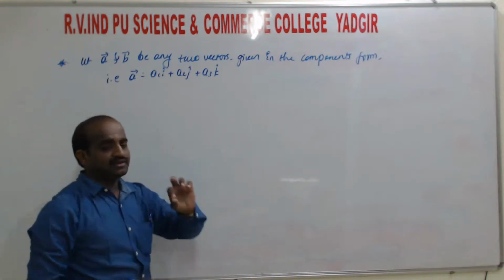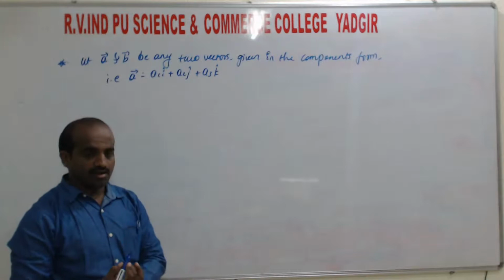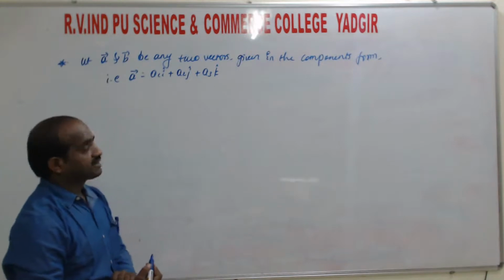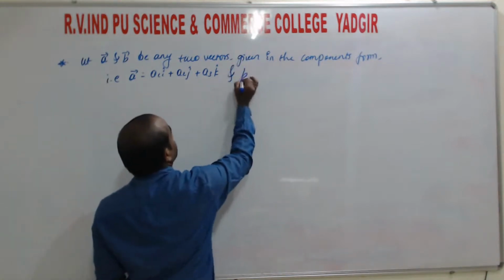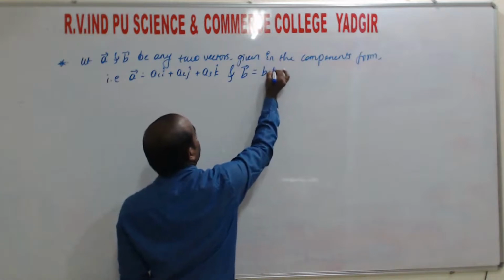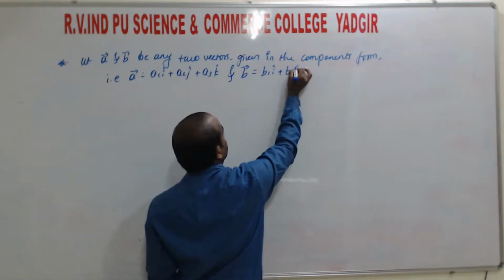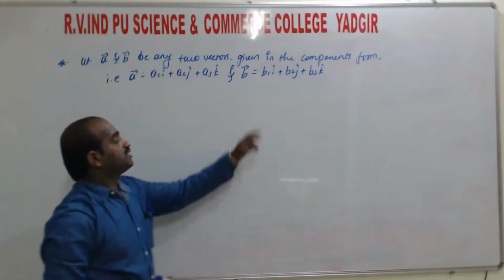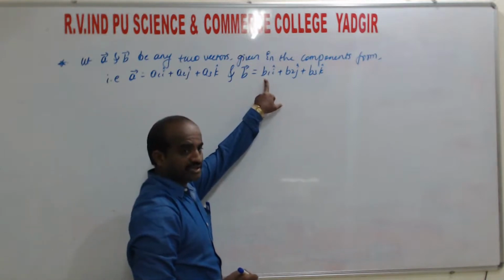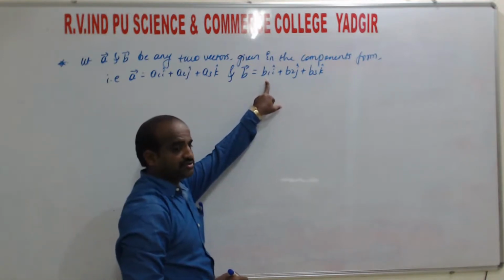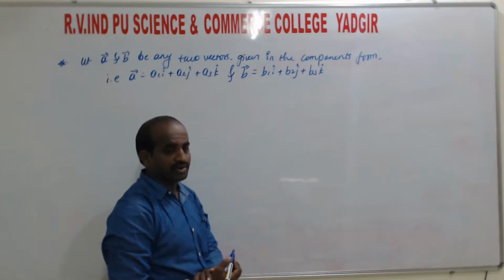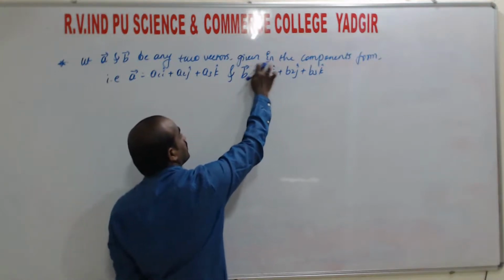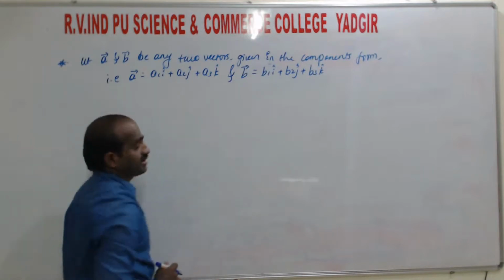a1, a2, a3 are the scalar components. a1i, a2j and a3k are the vector components. And b vector is equal to b1i plus b2j plus b3k. b1, b2, b3 are the scalar components. Don't write the vector arrow mark on the components. This is a vector. This is b vector.